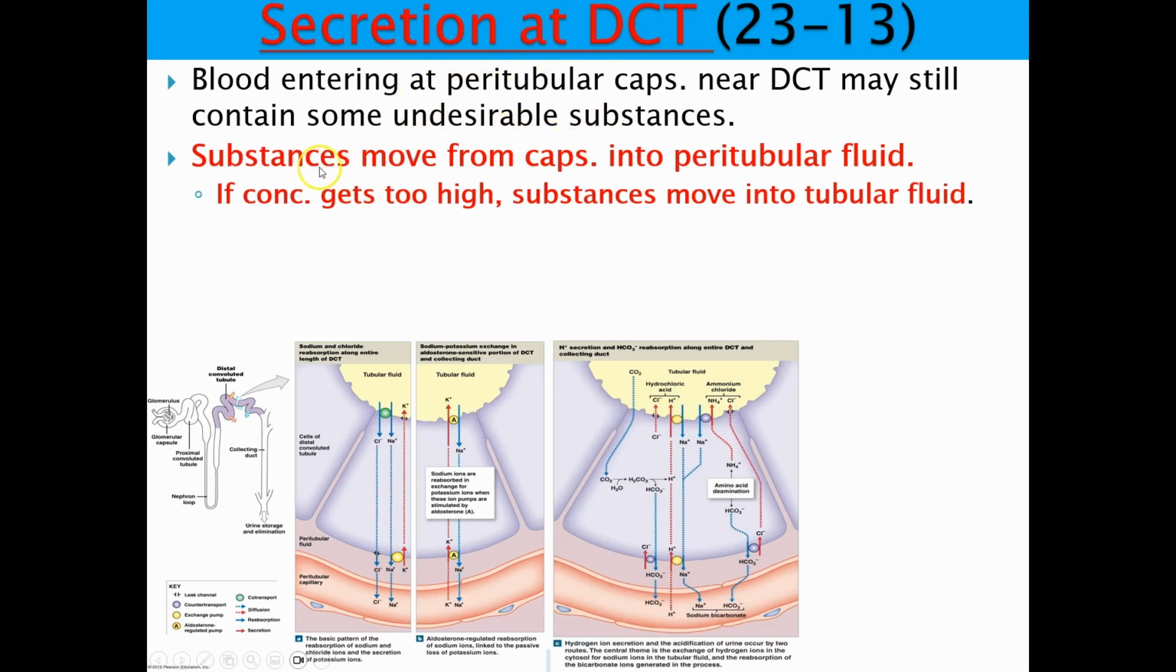So what's going to happen is substances for secretion move from the capillaries into the peritubular fluid. So that's what we would end up going from. Here's the capillaries. We would end up going here. Then we would end up moving from peritubular fluids into the peritubular cells, and then peritubular cells into the actual tubular fluid. So notice, if concentrations get too high within the actual tubular fluid, substances will move into the actual tubular fluid.